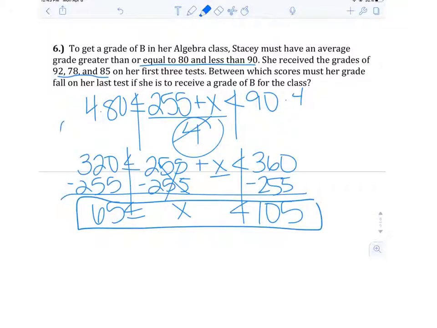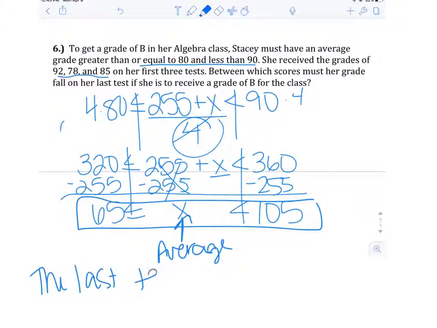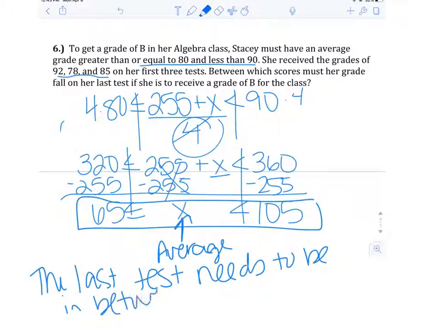So again, this is telling us what the score should be so that she can get an average of a B in the class. So her last test needs to be in between a 65 and a 105 for her to get a B. So we're going to say the last test needs to be in between 65 and 105.